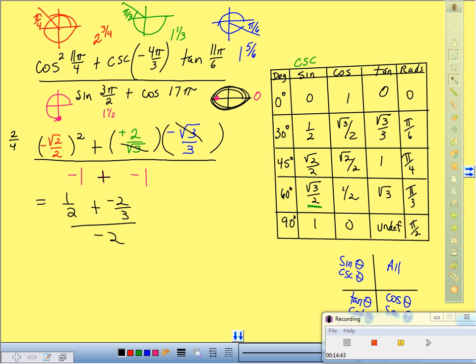And last but not least then, if I do a little 5th grade math, 3/6 plus negative 4/6 divided by negative 2 is negative 1/6 divided by negative 2. And if I do the reciprocal of that, I'll end up with positive 1/12.